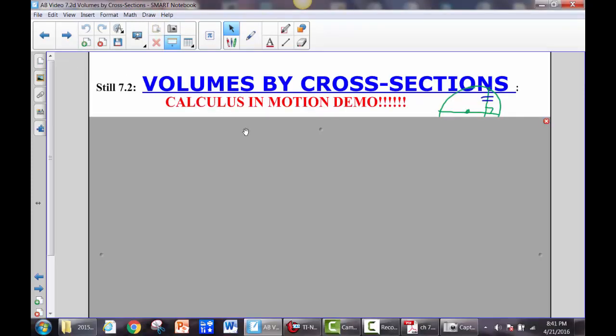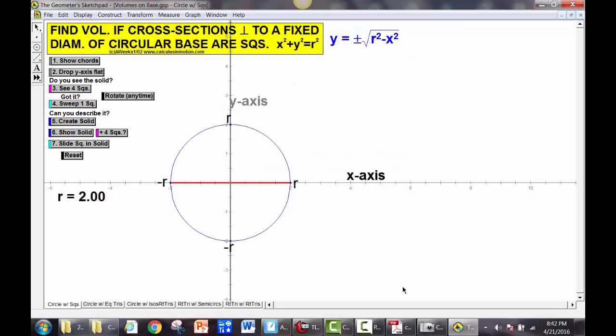Okay, so I am going to pause this right now and show you because you are going to want to see this. This is the calculus in motion. We are in an airplane, and right now what you're looking at is the foundation of your home, from above. You're going to build this home with a round foundation. You're going to have a round house.